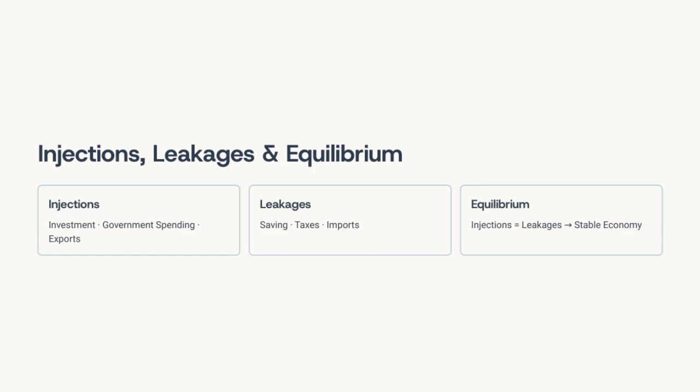On this slide, you can see that injections, which include investment, government spending, and exports, add money into the economy. Meanwhile, leakages, like savings, taxes, and imports, take money out of the economy. When these two are balanced, the economy reaches what's called an equilibrium. That means the total injections equal the total leakages, leading to a stable economic environment.